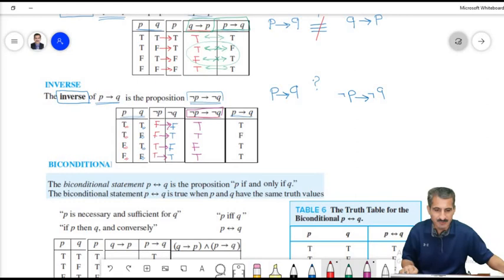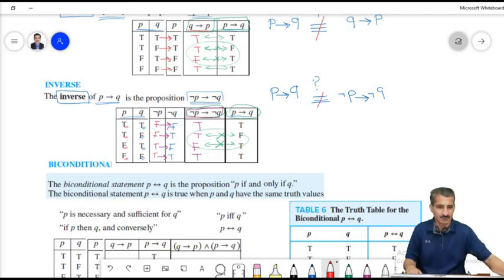Now notice that these two statements do not agree at these two parts. So P implies Q, not P implies not Q. They are not equivalent because they do not agree on the truth values.